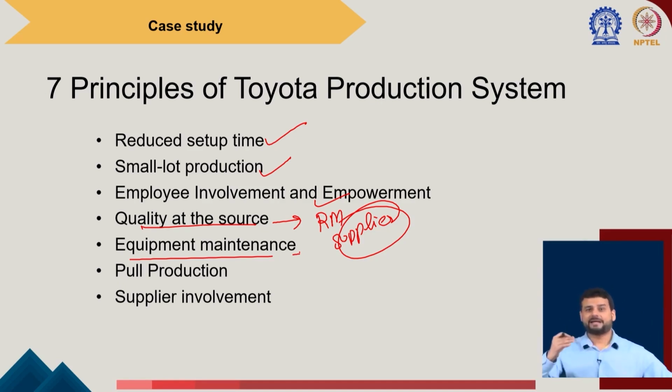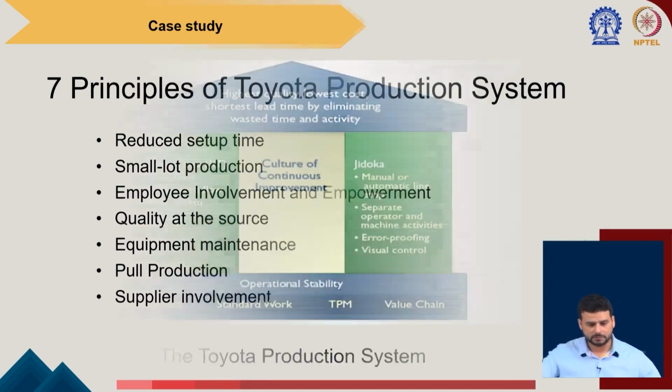It should not be like something goes wrong, then your maintenance team starts working on that. How we can be very useful with predictive maintenance: before something goes wrong, we should predict it. Pull production system, let the order come, then we provide the order to the customer. And supplier involvement, we already talked about.